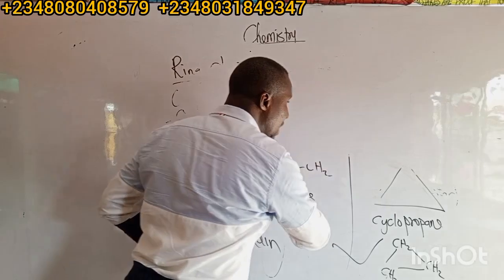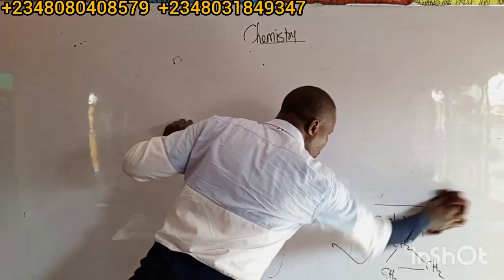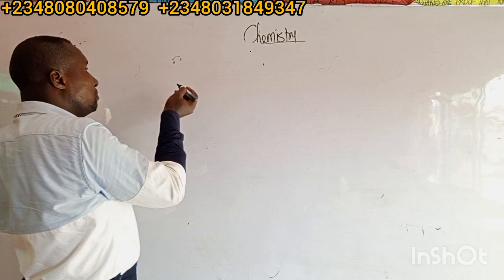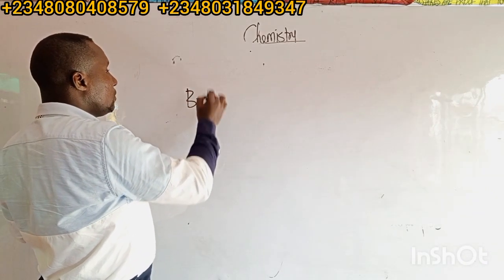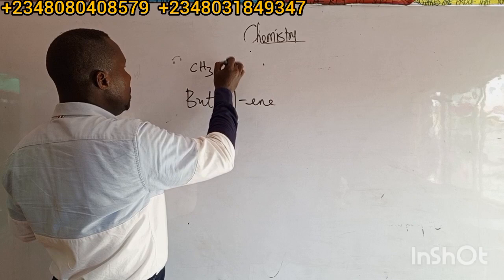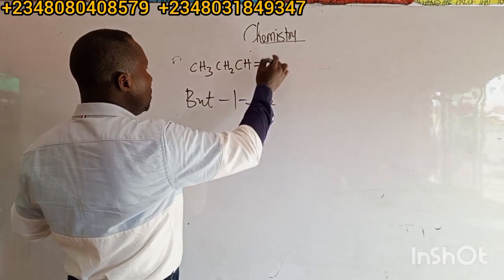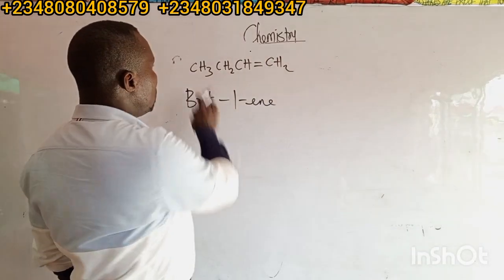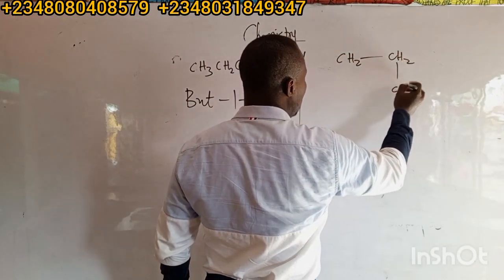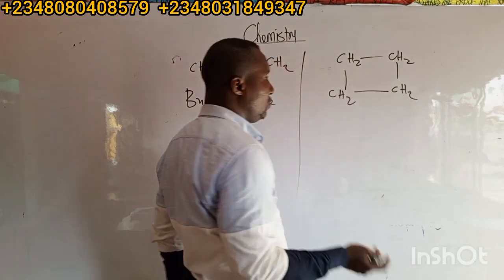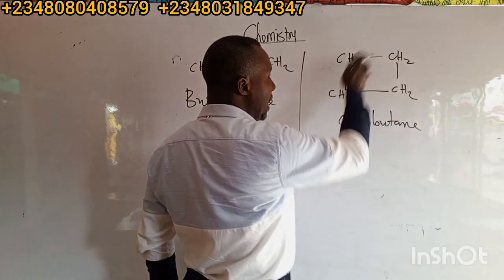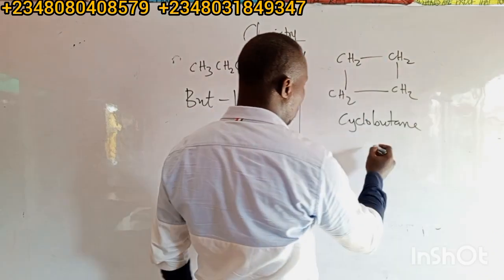Let me give you another example before we go to metamerism. When you have but-1-ene, that means CH2, one, two, three, four. Then when you have this, CH2, this is cyclobutane. They are all single bonds, no double bond. It can be drawn like this.